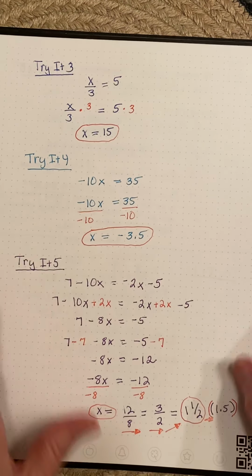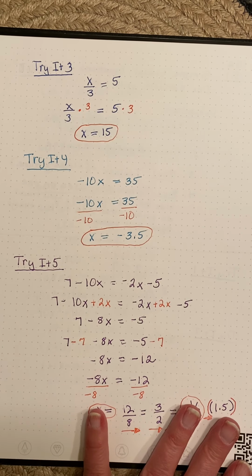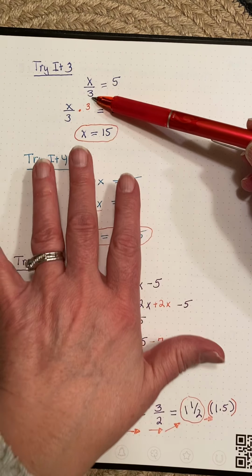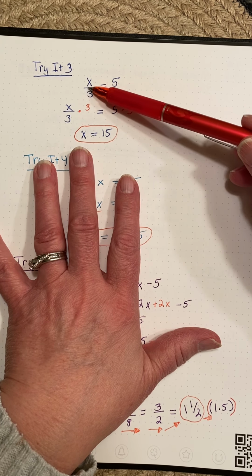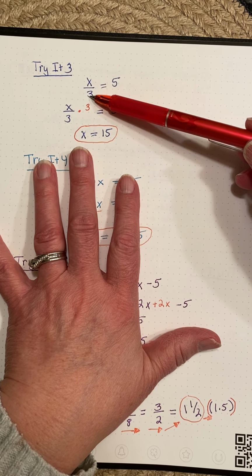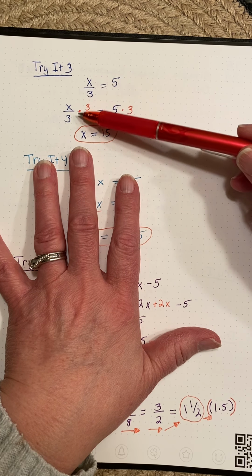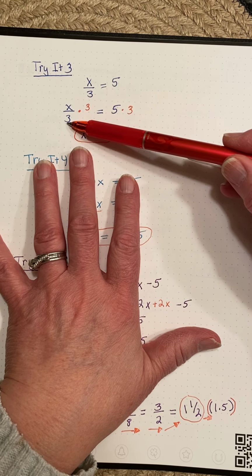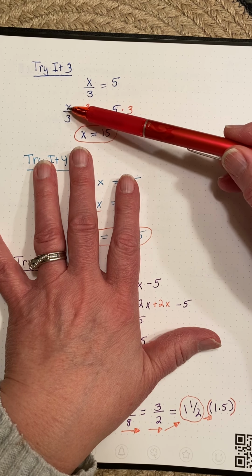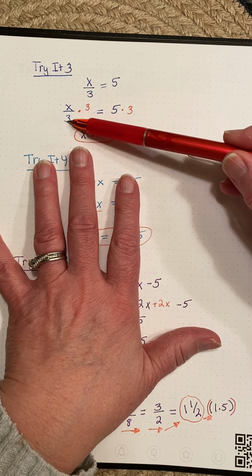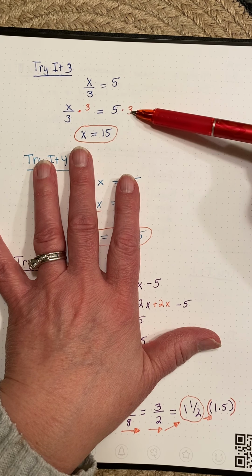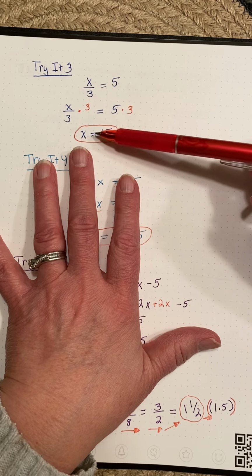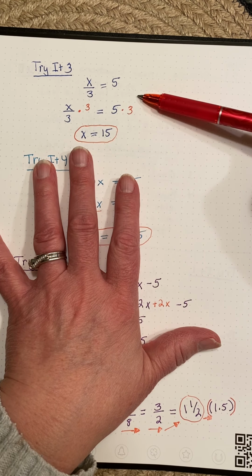Continuing on with try it 3. Now we have x over 3 equals 5. Remember, as a fraction, this means divide: x divided by 3. Well, the opposite of dividing is multiplying, and that will eliminate the 3 and get x by itself. So x divided by 3 times 3. If I times 3 here, I'm going to times 3 here. So that leaves me with x equals 15.